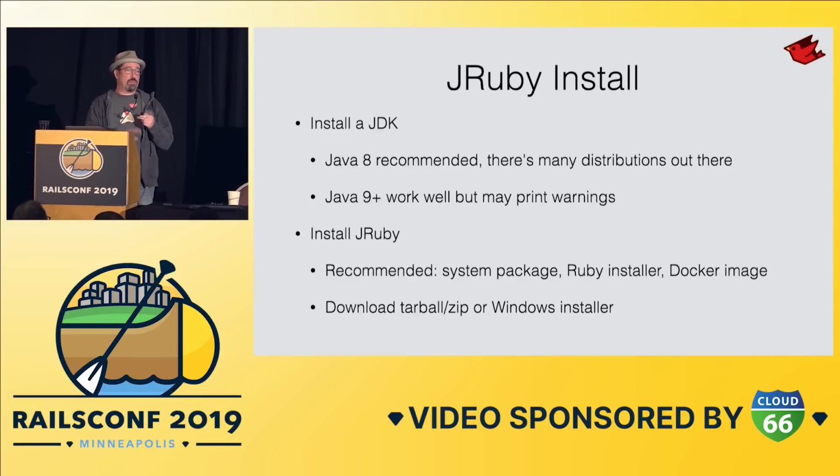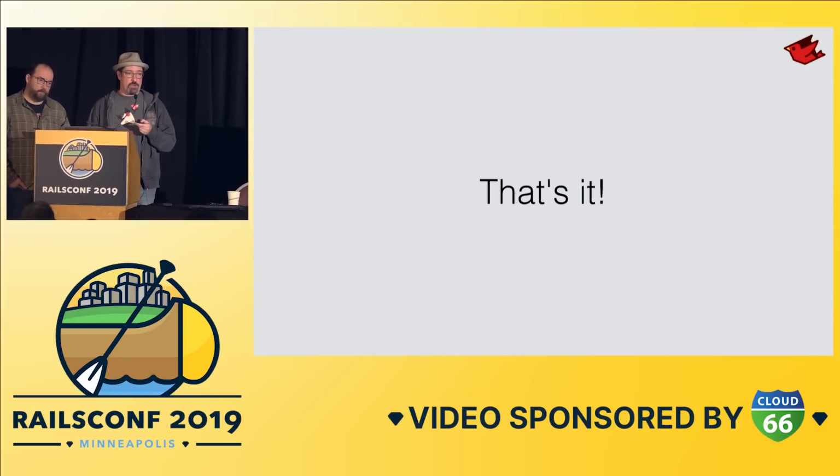They work well, but it's just something to keep in mind. We're mainly testing on Java 8 right now. And then install JRuby through one of these mechanisms. The tarball, use your regular Ruby installer. There's an official Docker image out there that we're going to be taking management of as well. And that's really all there is to getting JRuby up and going.